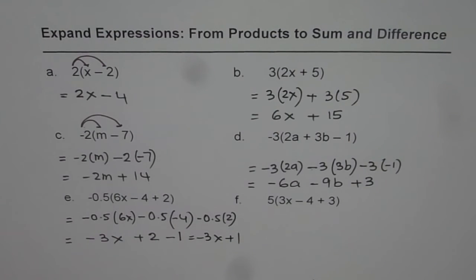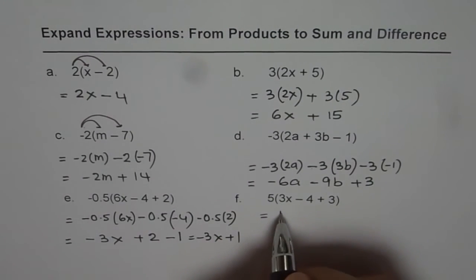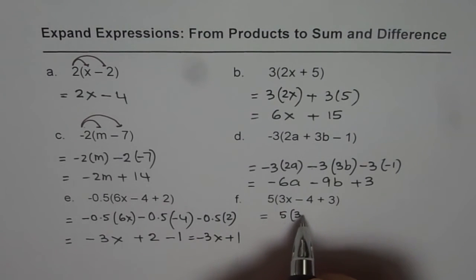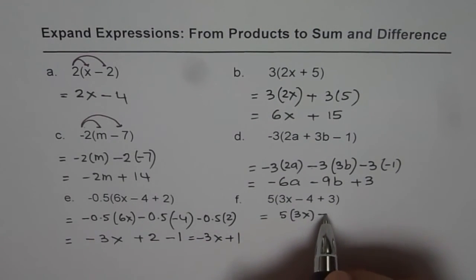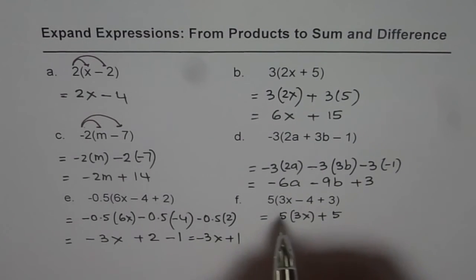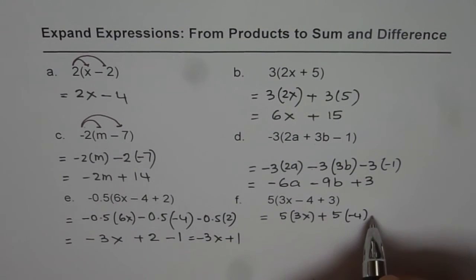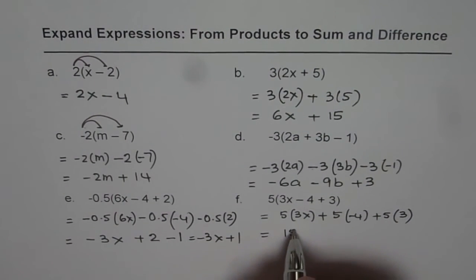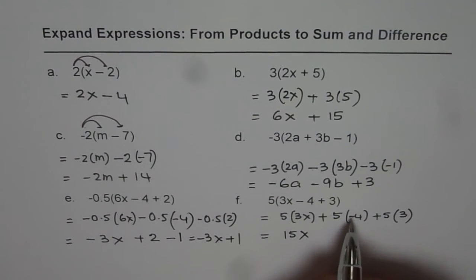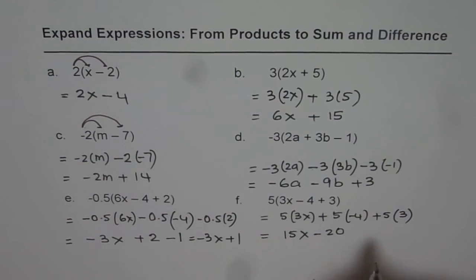Now let's do the last one. It is 5 times the 3 terms inside the bracket. So we could write this as 5 times the first term, which is 3x. Since nothing is written before 5, it is assumed to be positive. It is positive 5. Positive 5 times minus 4, positive 5 times positive 3. 5 times 3 is 15, so we get 15x, plus and minus makes it negative, negative 20, and 5 and 3 is plus 15.